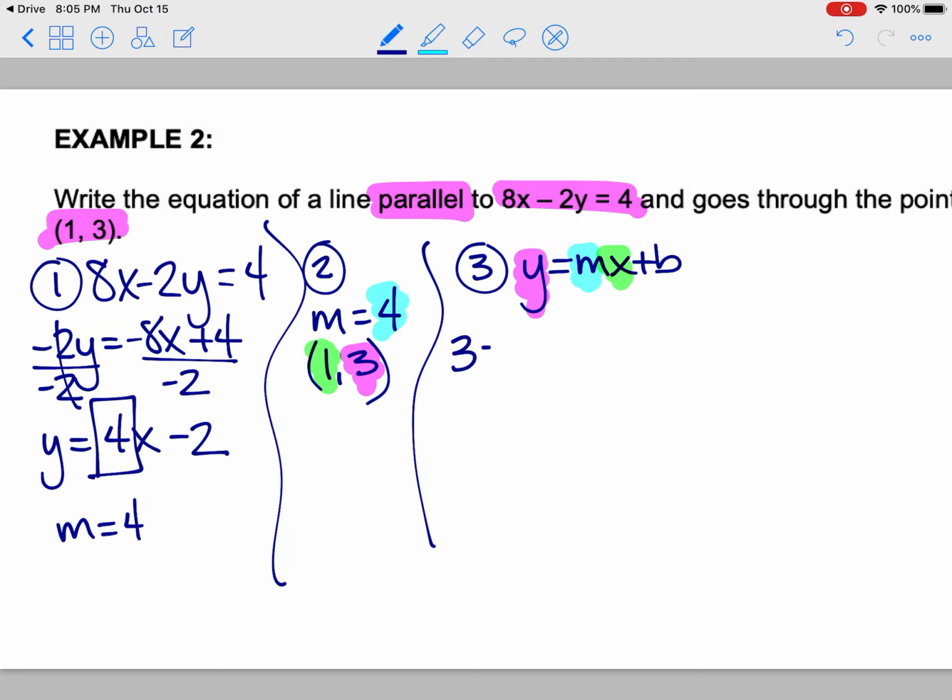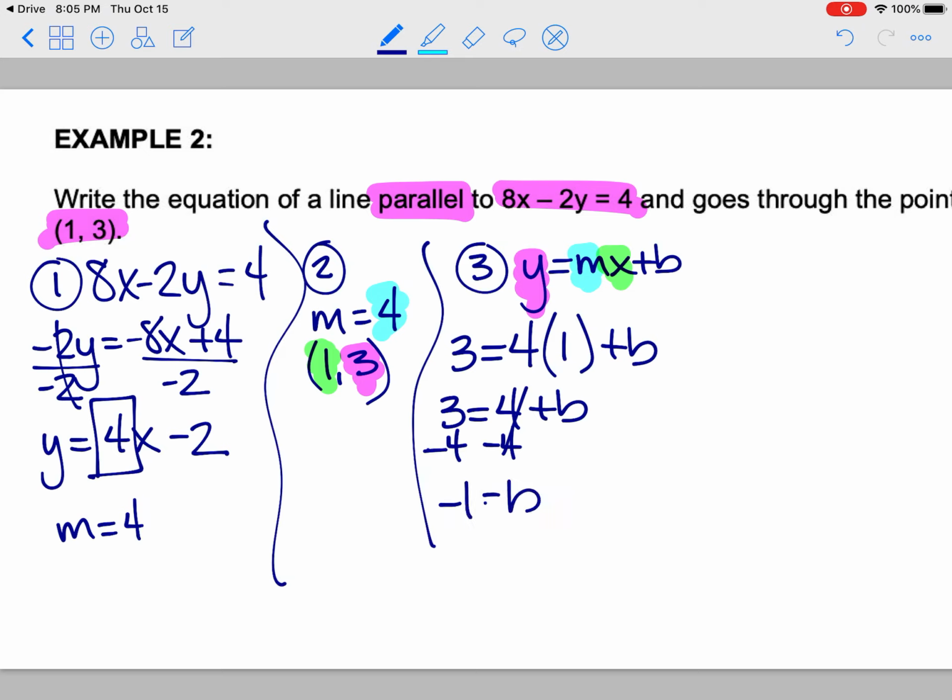So let's make that switch. We could say 3 equals 4 times 1 plus b. So all we did was substitute our 3 values in. Now let's solve. 3 equals 4 times 1 is 4 plus b. Subtract the 4 to get b by itself. So negative 1 equals b. And so that is our y-intercept.